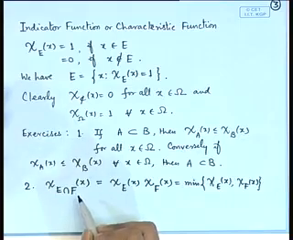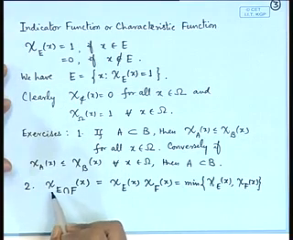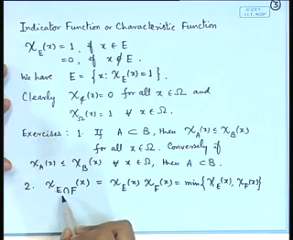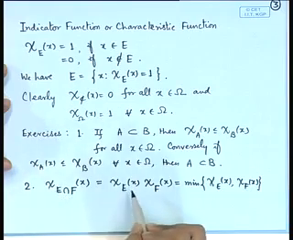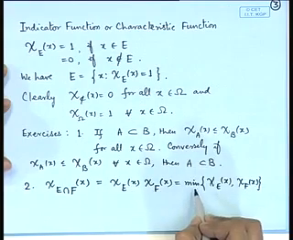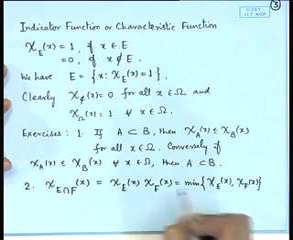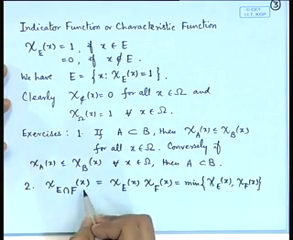We have certain elementary properties of the characteristic functions. For example, the characteristic function of an intersection is equal to the product of the characteristic functions of the two sets. It is also equal to the minimum of the indicator function values for those two sets. The proof can be simply obtained by definition.